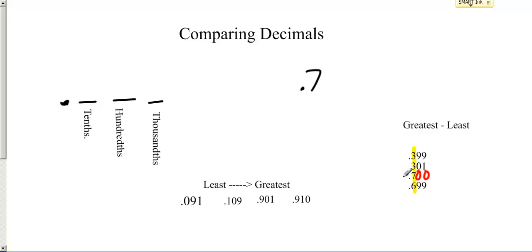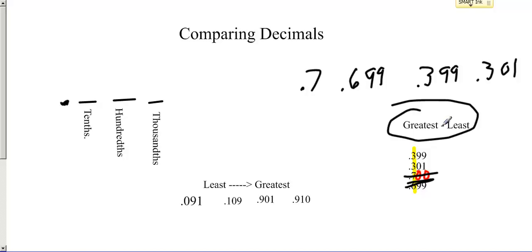After that, what's my next largest number? Well, I have 3. I already used this. It would be 699. So it would be 0.699. That one's done. Next, 3 and 3, we're tied. So I go to my next place value, which is the hundredths. 9 is bigger than 0, so that's my next number. And finally, 301. Now I have them in order from largest to smallest, or from greatest to least.